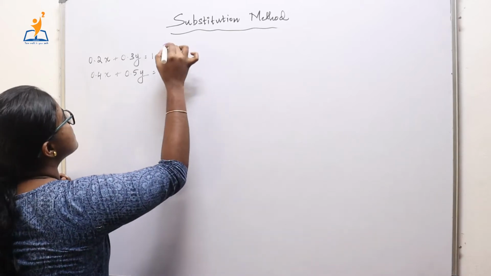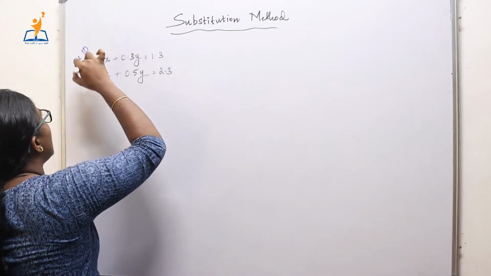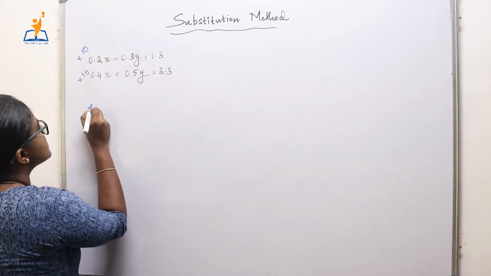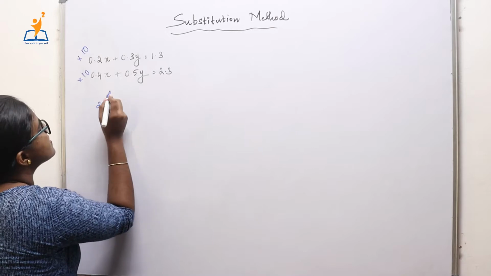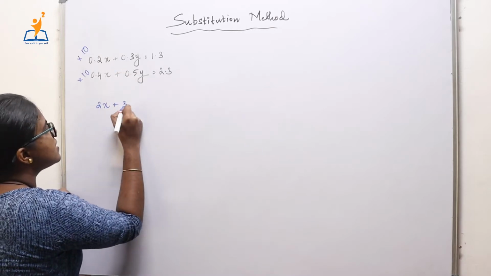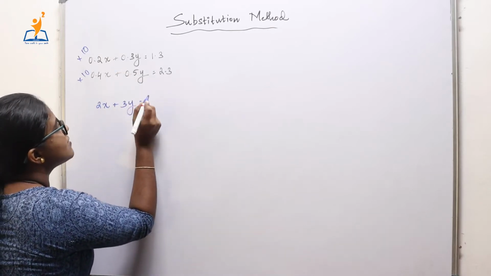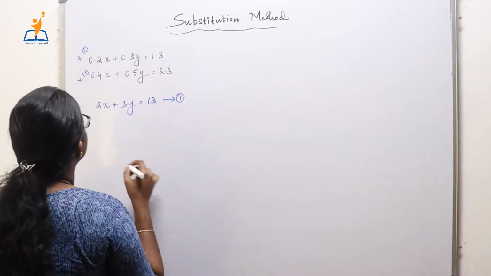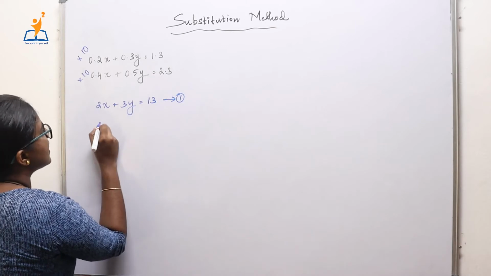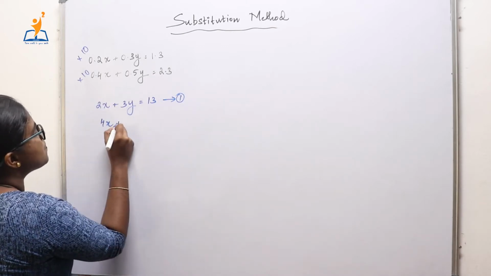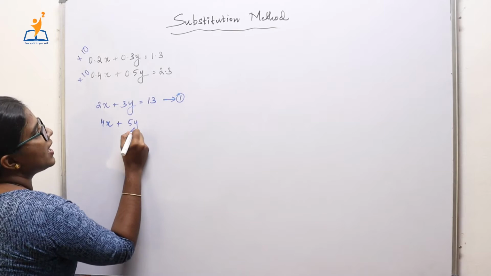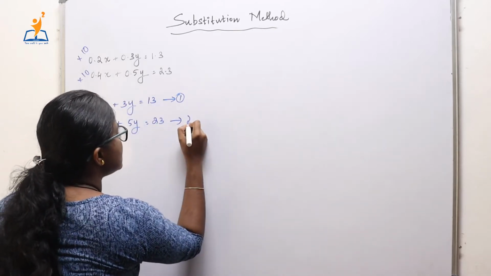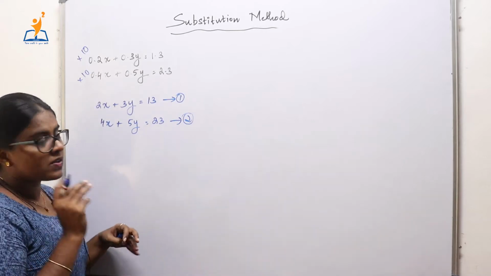Multiplying this equation by 10 and this equation also by 10, we get the first equation as 2x plus 0.3 into 10 is 3y equals 1.3 into 10 is nothing but 13. So this is our equation number 1. Now 0.4 into 10 gives 4x plus 0.5 into 10 becomes 5y equals 2.3 into 10 becomes 23. So these are our two equations to be solved.